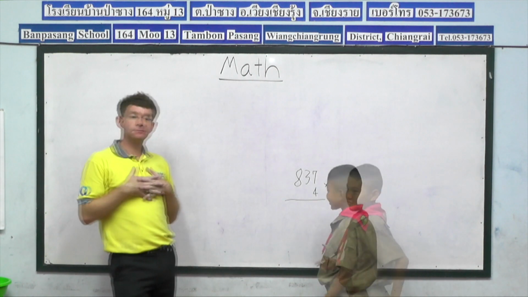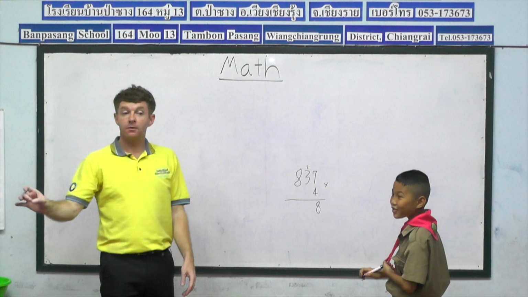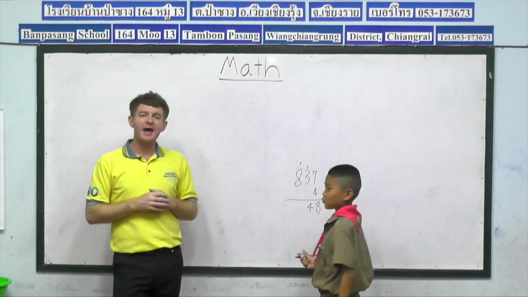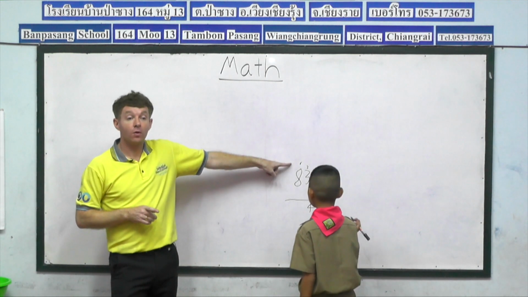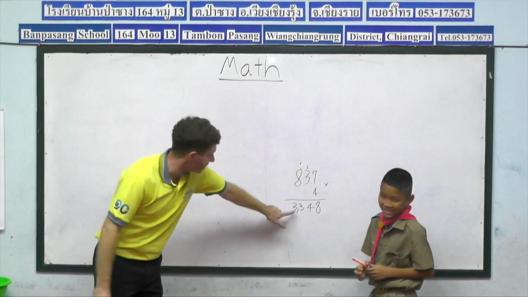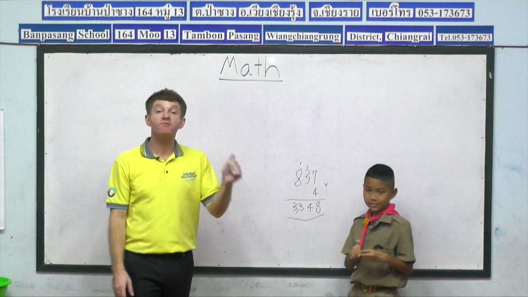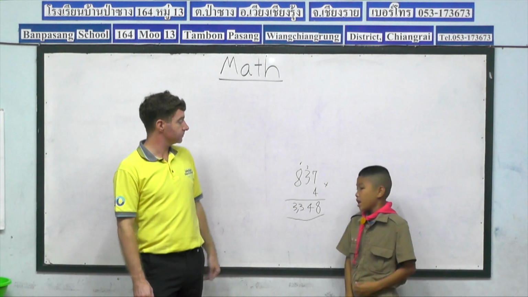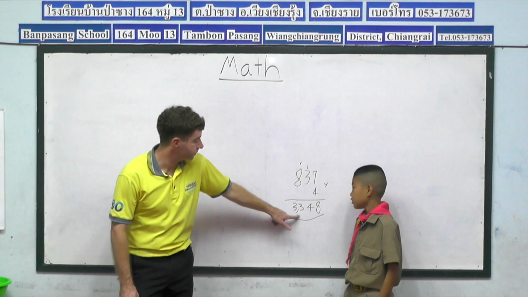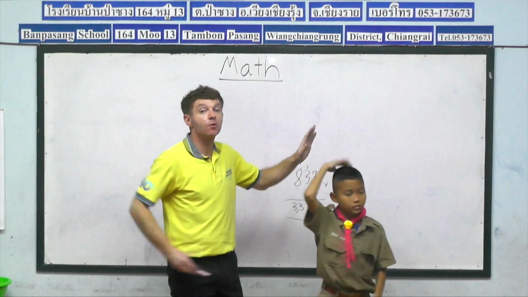4 times 7. 28. So we write the 8 and we carry the 2. 4 times 3. Plus the 2 that we've carried over. 14. So we write the 4, carry the 1. Now 4 times 8. 32. 33. And when we go from 3 digits to 4, what do we need? Comma. Perfect. Well done, Pangpon. You remembered the comma. So our answer, 3,348. So we can say 837 times 4 equals 3,348. Pangpon, that was brilliant. High five and a big round of applause for Pangpon, please, guys.